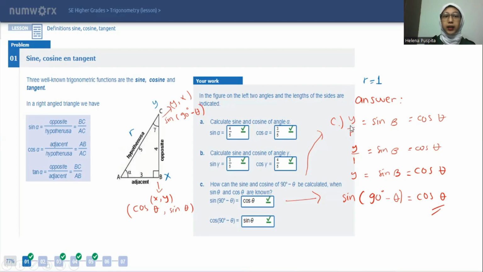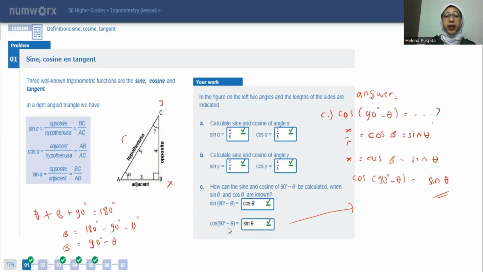The formula is y over r equals sine beta equals cos theta. R is 1. So y equals sine beta equals cos theta. The solution is sine 90 degrees minus theta equals cos theta. And then cos 90 degrees minus theta equals sine theta.